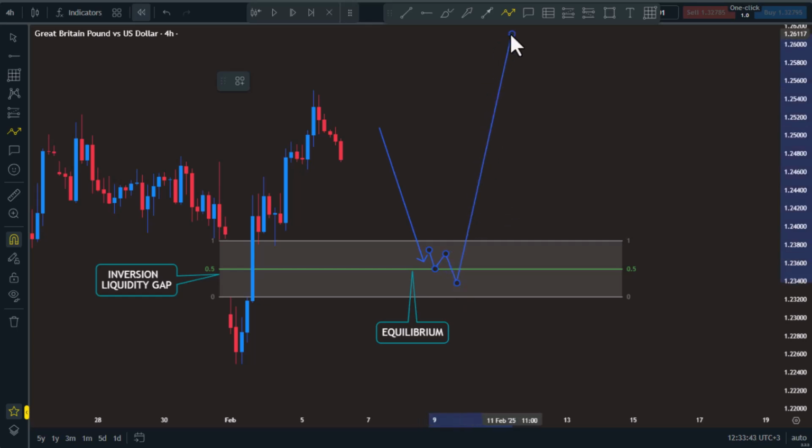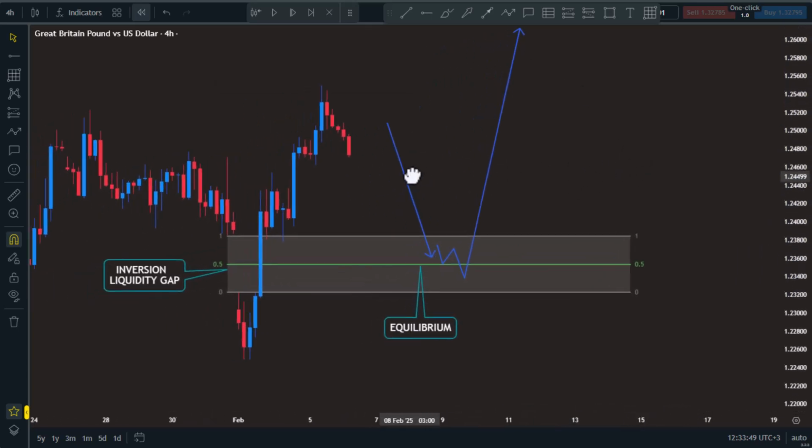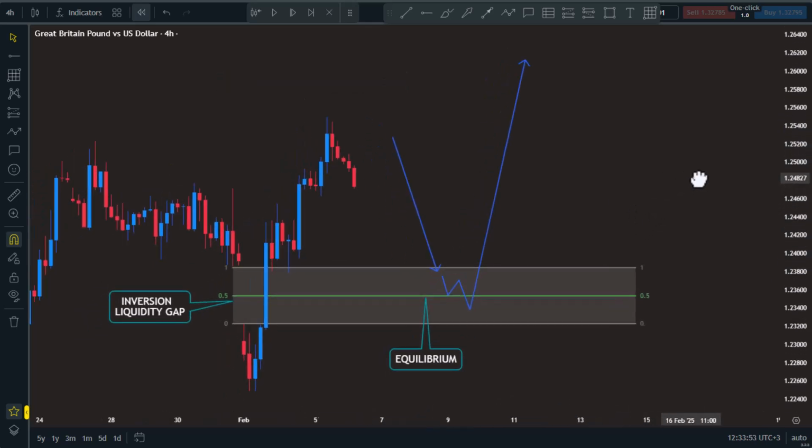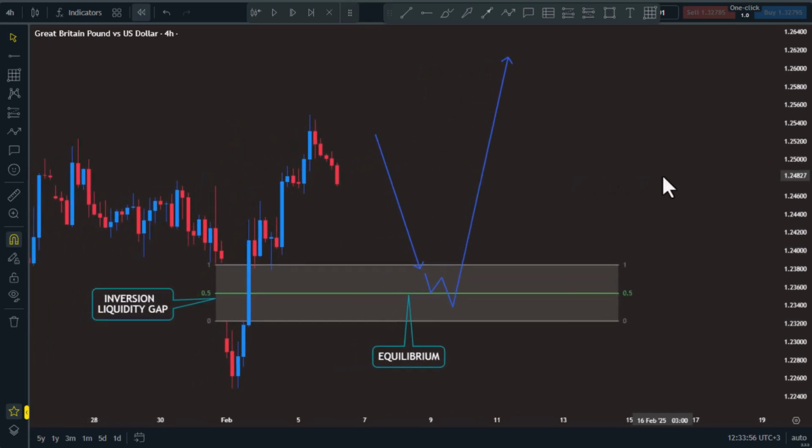Another strategy is to use this as a confirmation for a larger trend. If the price breaks the structure and holds the equilibrium, it might signal the start of a new trend. Combine this with other indicators like RSI or moving averages to filter your entries.